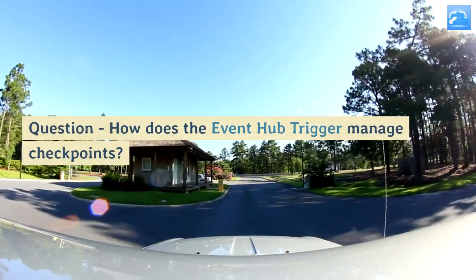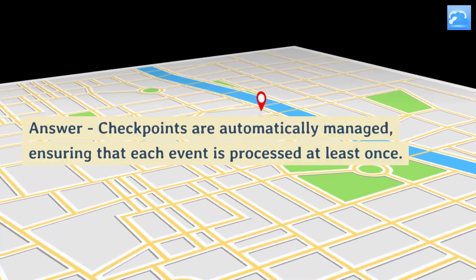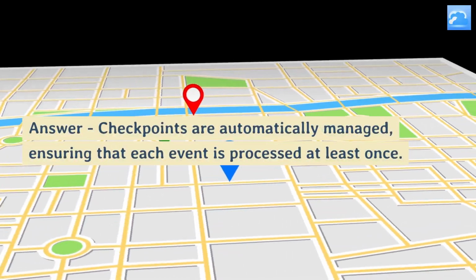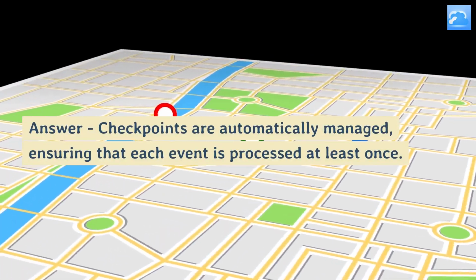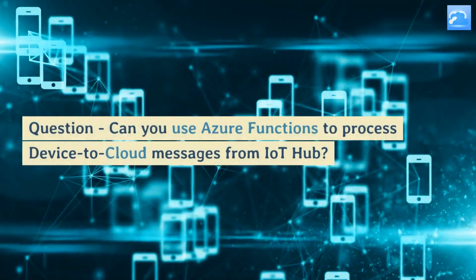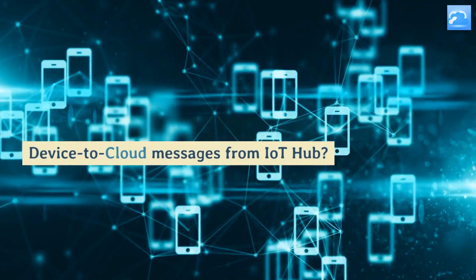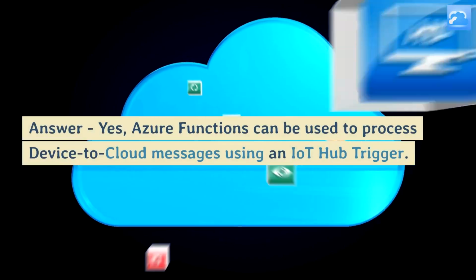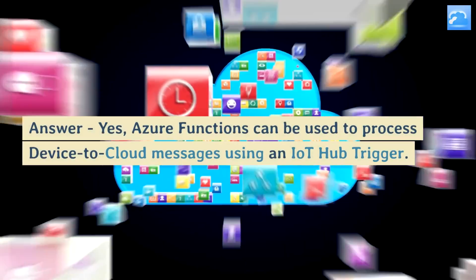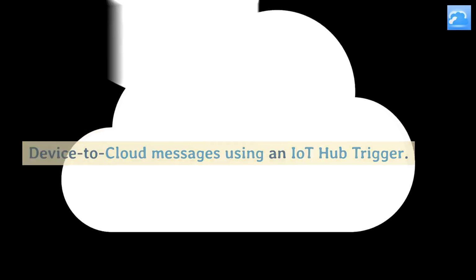Question: how does the Event Hub trigger manage checkpoints? Answer: checkpoints are automatically managed, ensuring that each event is processed at least once. Question: can you use Azure Functions to process device-to-cloud messages from IoT Hub? Answer: yes, Azure Functions can be used to process device-to-cloud messages using an IoT Hub trigger.